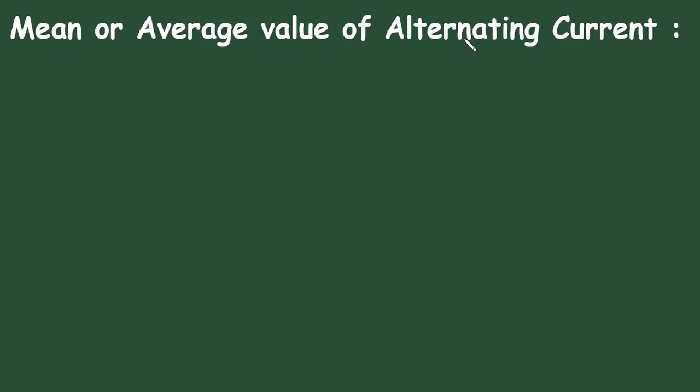Mean or average value of alternating current. As we know, the average current, or average value of alternating current, or mean value of alternating current, is given by I average is equal to 0.636 into Im, where Im is the maximum value of current. Now let's see why or how this 0.636 came from.